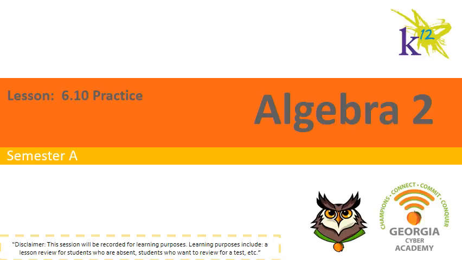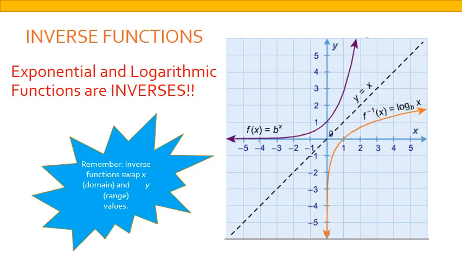And in this video, we're going to look at 6.10. So in 6.10, we know that inverse functions, exponential and logarithmic functions, are inverses. So that means when you take this purple graph and fold it across y equals x, because that means we're switching the x and the y, then you get the orange graph. And the orange one is the inverse. Okay? So remember that the inverse function swaps the x and the y, which means you are changing the domain and the range. Your domain and range will switch.